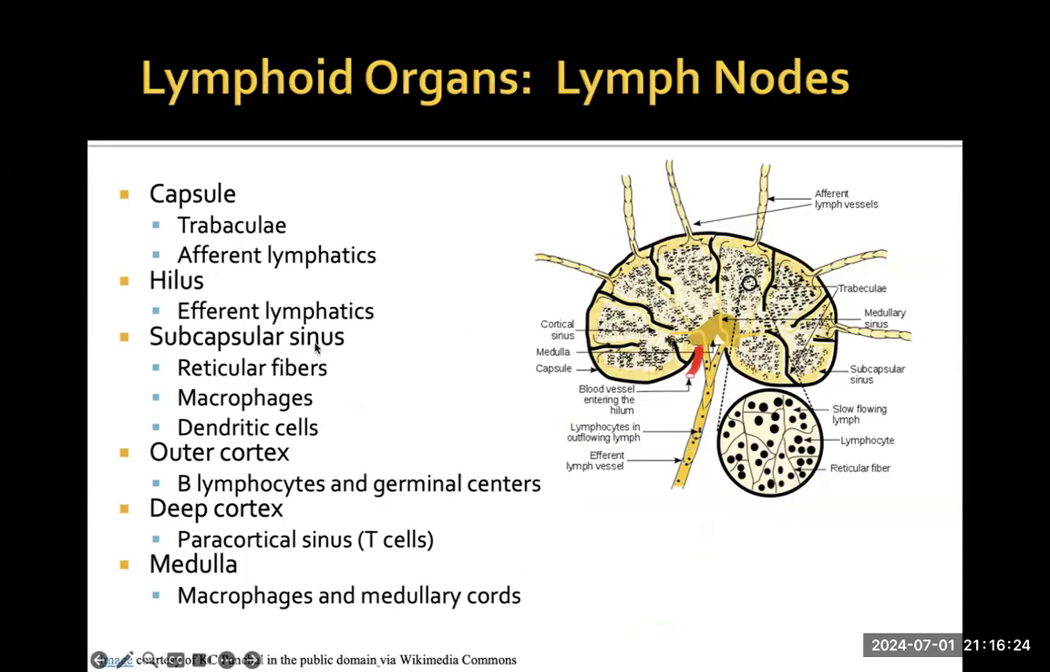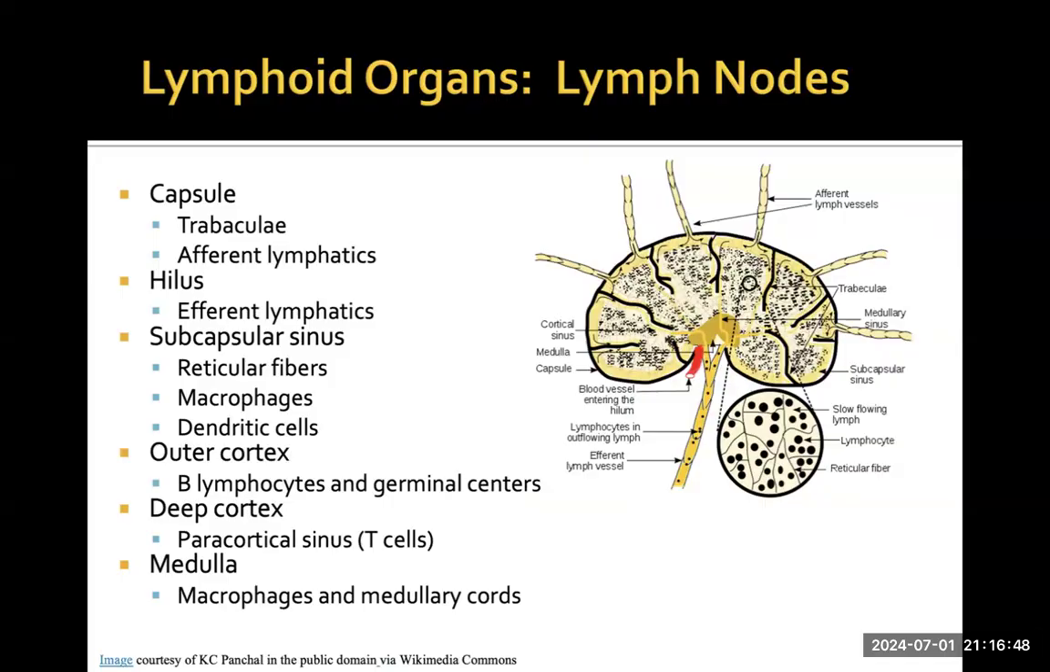You have a subcapsular sinus, which is going to be underneath the capsule. That yellow area all the way around is the subcapsular sinus, which has reticular fibers, macrophages, and dendritic cells. That's how you typically identify the spleen, because it has the reticular fibers, which stain very dark histologically.